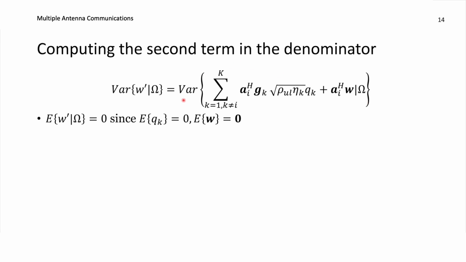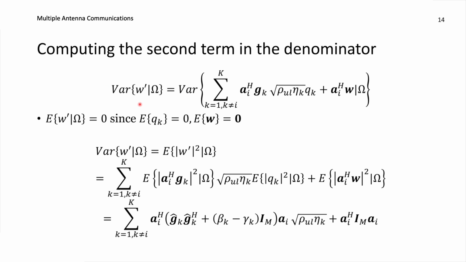And whenever we compute the variance, we can expand it in these two terms: the expected value of the absolute value square minus the square of the mean value. And this mean value here, if this is W prime, is going to be 0 because the randomness is in q_k and in w, and both of them have 0 mean. So computing this variance is the same thing as only computing the expected value of the absolute value square of W prime.